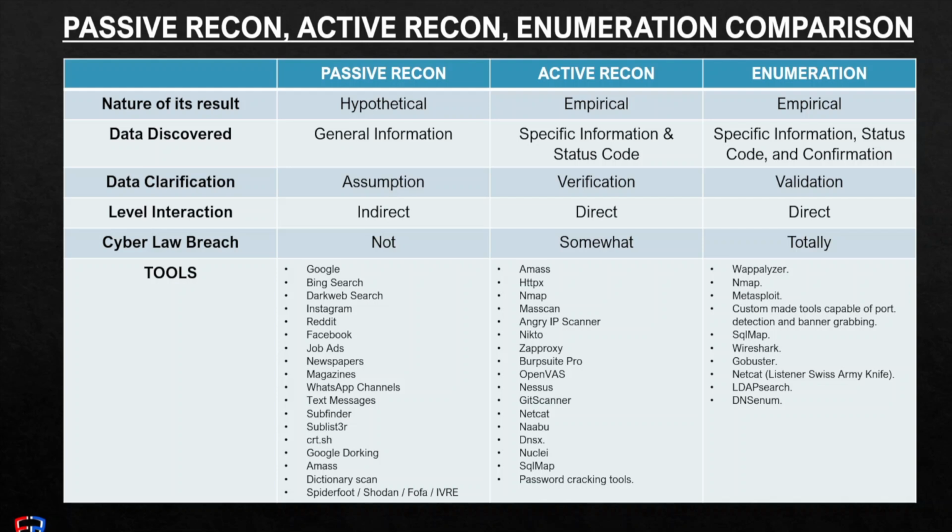We have moved from general information to specific information and status code. And now we are dealing with specific information, status code, and confirmation of the whole process that we are trying to uncover. And now you can see how beautiful it is if you follow the right order of these processes when conducting your penetration testing. Now let's talk about data clarification. So all this data we acquire from the internet about this target, like we said previously, is hypothetical.